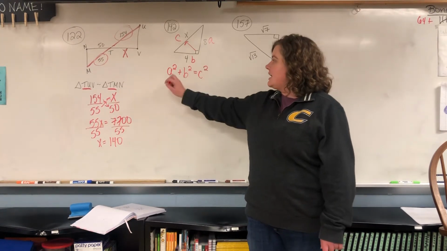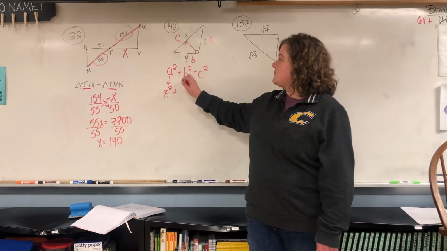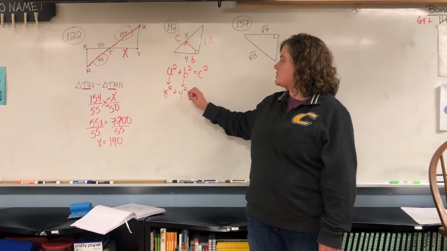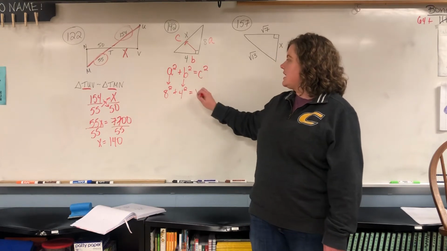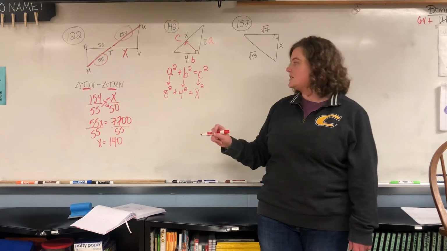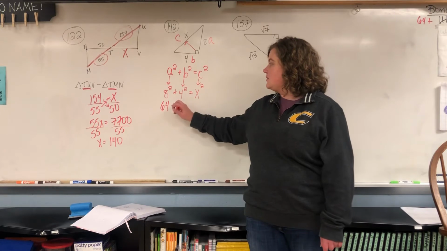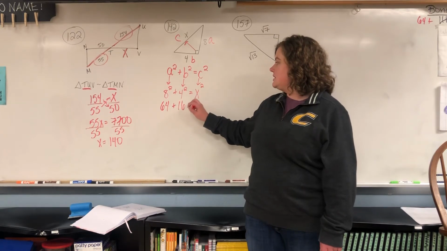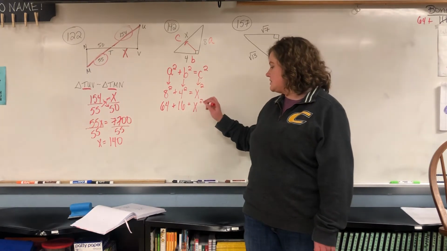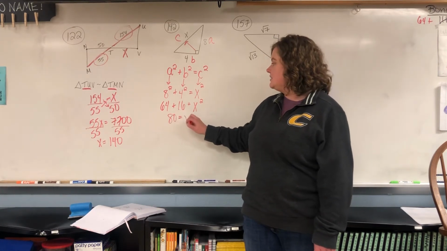So my A is 8, so I'm going to put 8 squared. And my B is 4, so I'm going to put 4 squared. And C is X, so you're going to put X squared. Okay, so you just substitute those in. So then you're going to do 8 squared is 64, 4 squared is 16, equals X squared. So 64 plus 16 gives you 80.